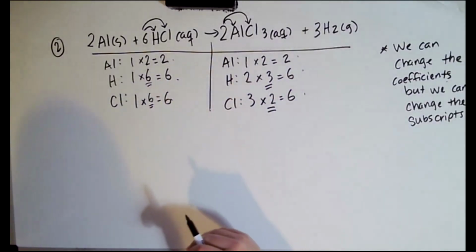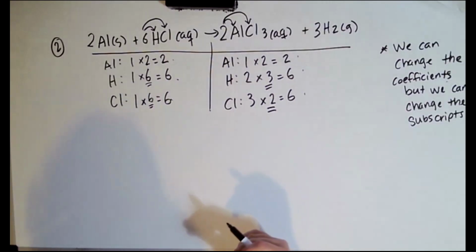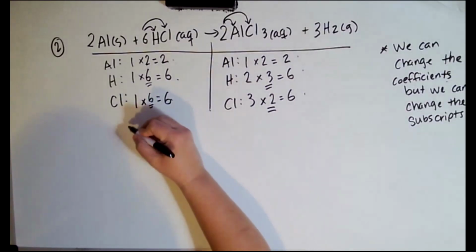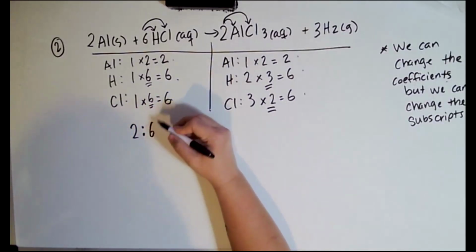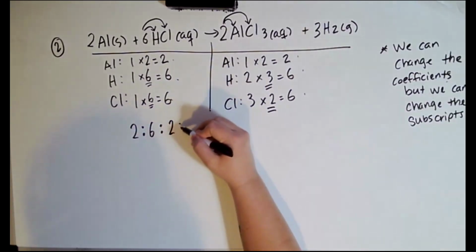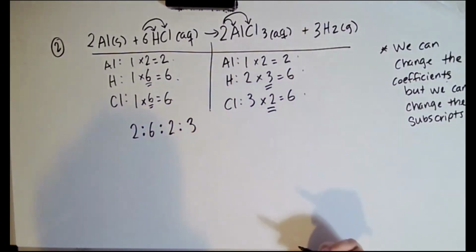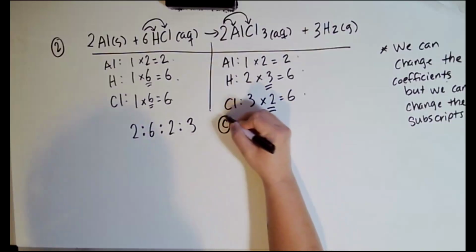Okay. And so the way that the answer choices here are written, they're just listing them in order. So we'd have 2, and then 6, and then 2, and then 3. Okay, and if we look back at our answer choices, that's going to be choice C.